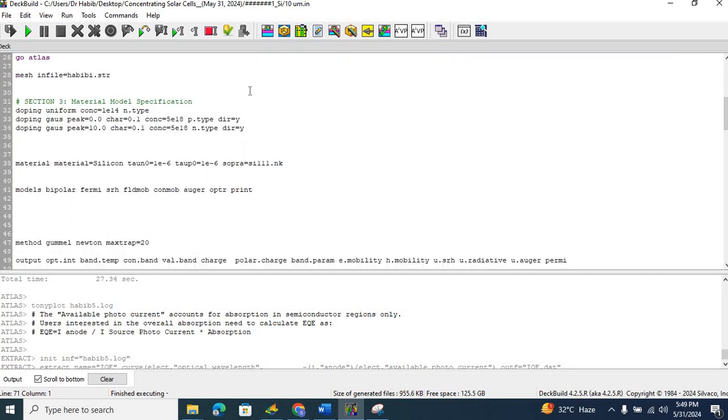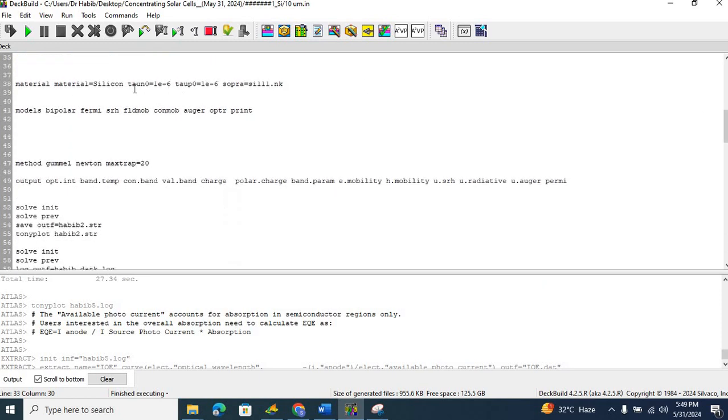Here for the entire structure, I define an initial doping of 1 × 10^14 per centimeter cube, and then I define Gaussian distribution doping of 5 × 10^18 per centimeter cube, p-type at the top, and 5 × 10^18 per centimeter cube n-type at the bottom. This parameter over here is related to the Gaussian distribution of ion implantation of doping.